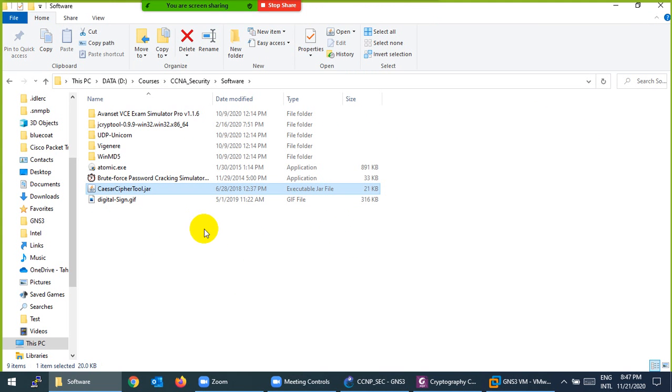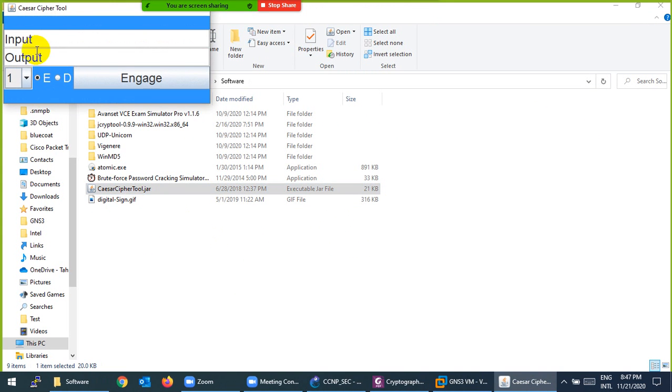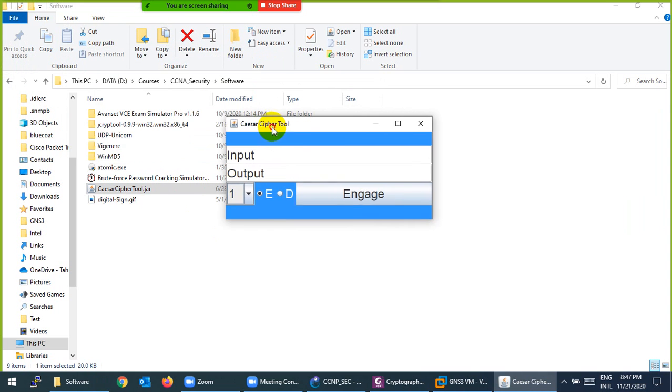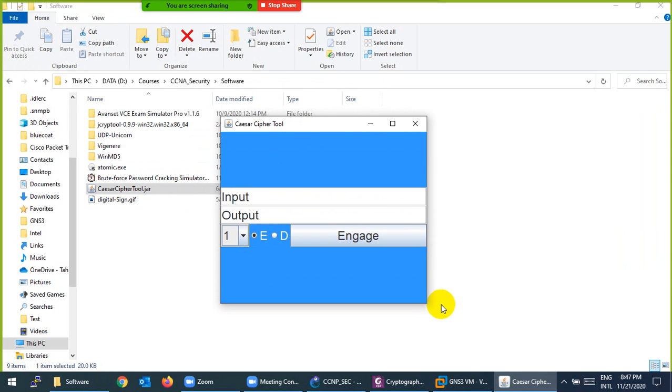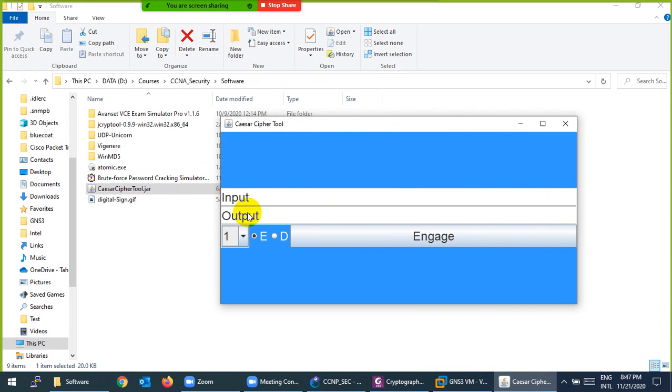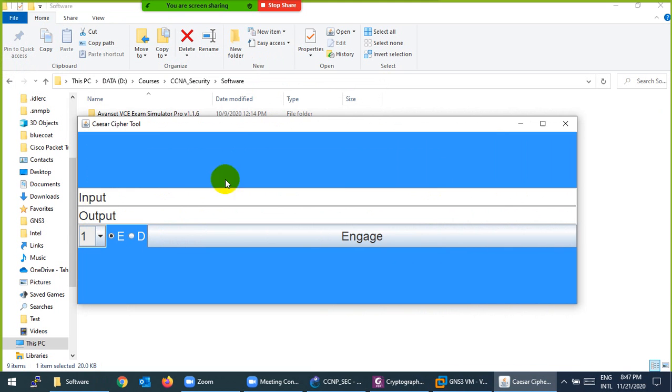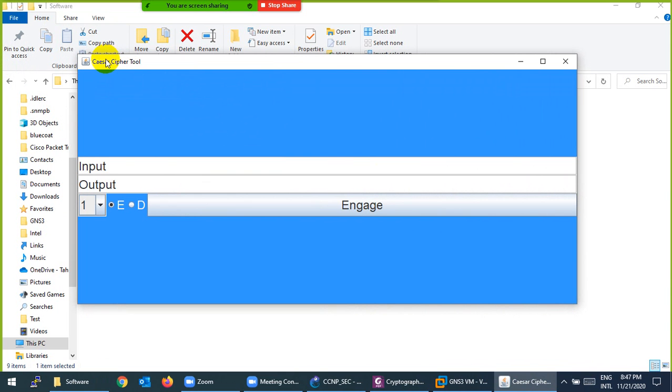Caesar cipher. So this is the Caesar cipher, the old method. Then we will go to the new methods, but this is the simplest way of cryptography. We are using a Caesar cipher tool. So my encryption algorithm is Caesar cipher. And let me put in my information. Suppose my information is Ahmad, and I want to encrypt it.